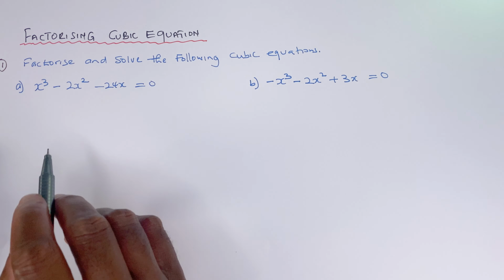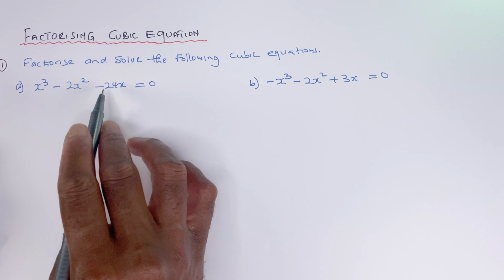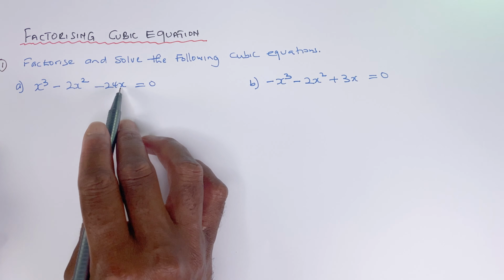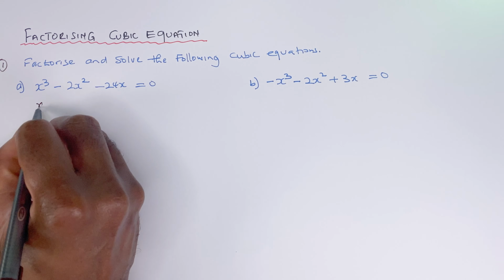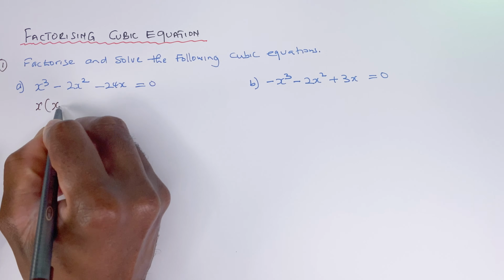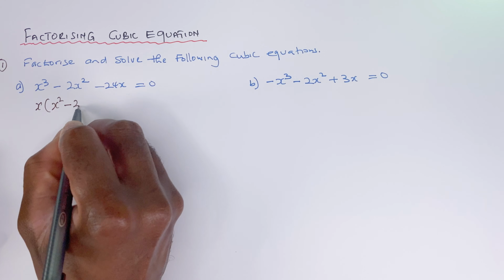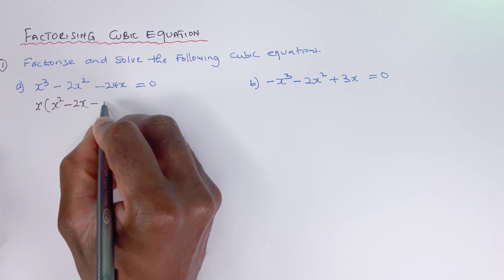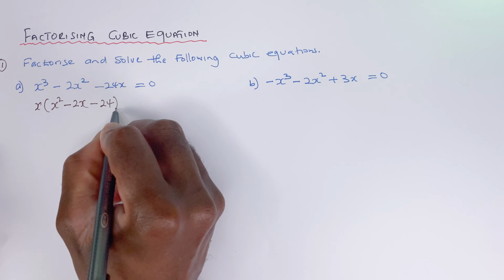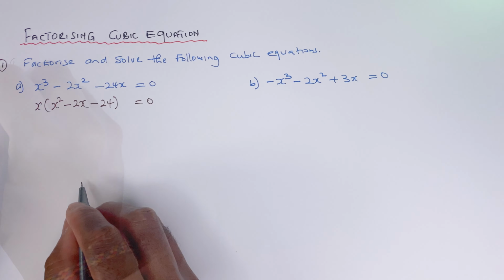So what do we do here? If we look at this equation, there's a common factor, x, so we can take it out. x into bracket, x squared minus 2x minus 24 equal to 0.